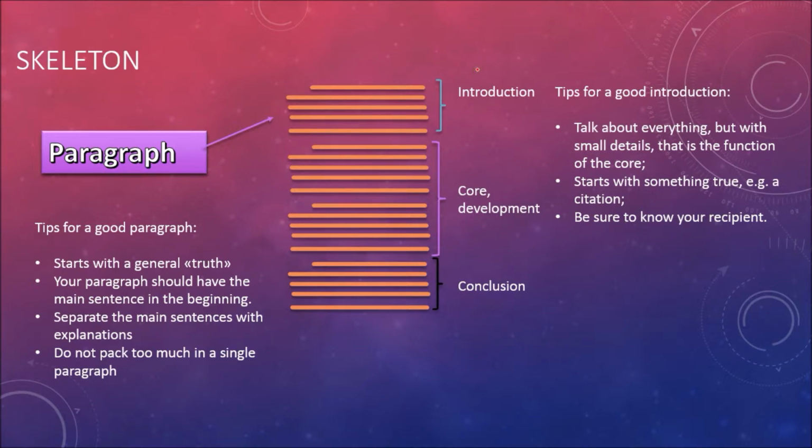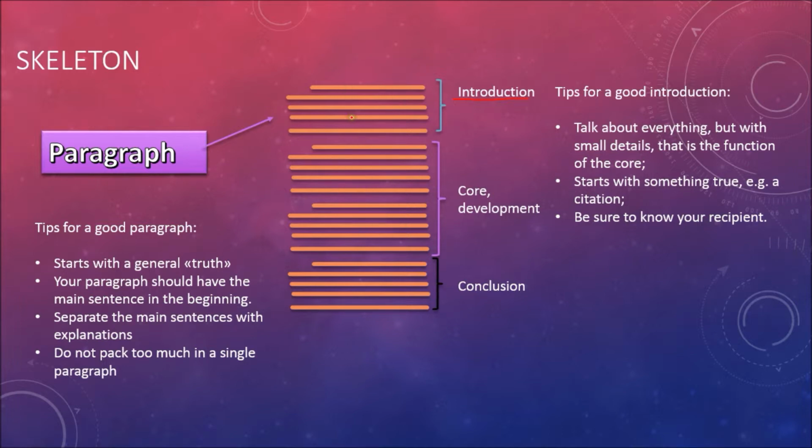So in general, the essay is going to be organized in an introduction, a core or development. You can find a lot of names for that, but let's call it the core here. And the conclusion. In general, this is a kind of mandatory part of a good essay. The introduction is a kind of guideline, in the sense that the function of the core is to explain the introduction.